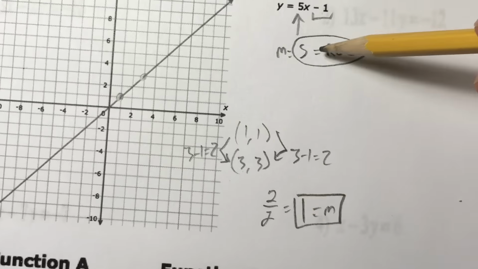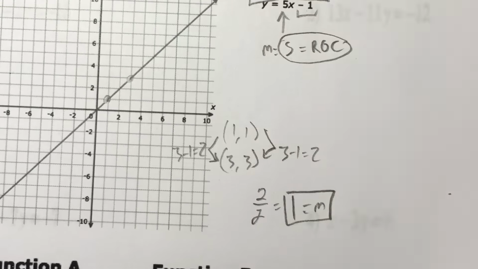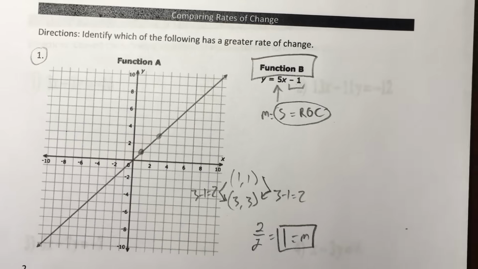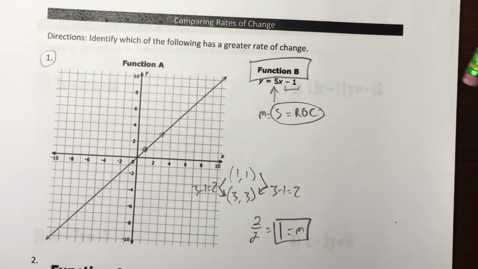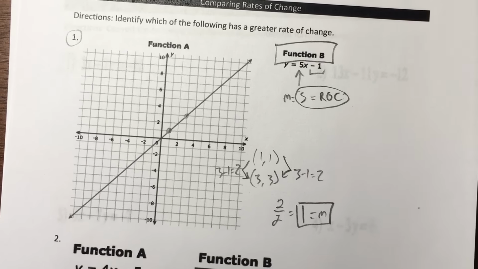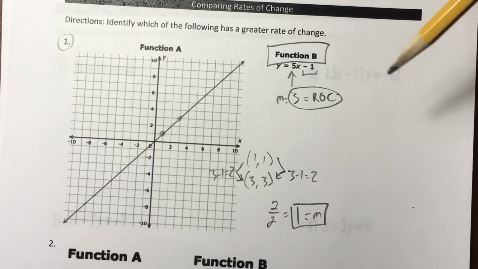Now we can compare these. Obviously 5 is greater than 1, so we can say that function B has a greater rate of change. Now one thing to be careful with here is that when we're calculating rates of change, we always need to be calculating the absolute value, because just because a rate of change is negative doesn't mean that it's not changing faster. So again, always make sure you are taking that absolute value when you're calculating your rate of change. So now I want you to pause, do numbers 2 and 3.